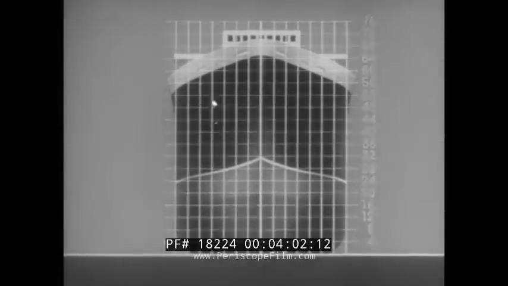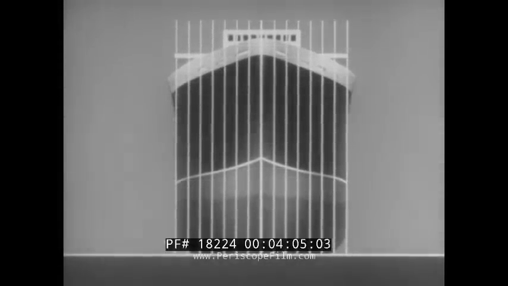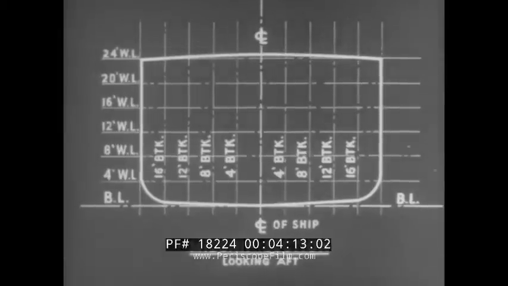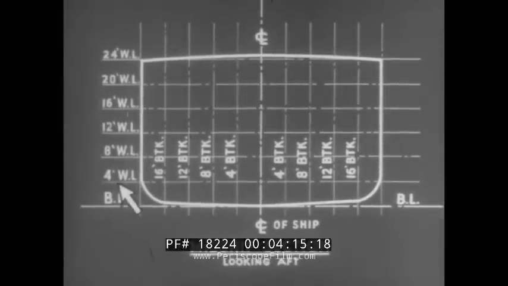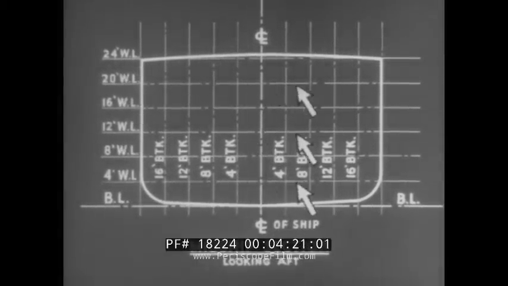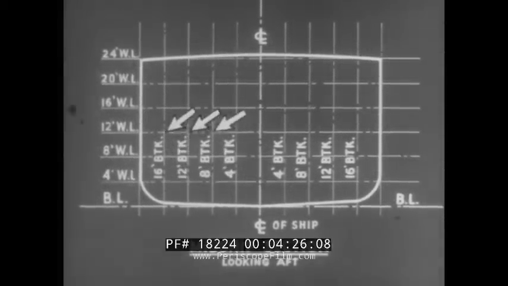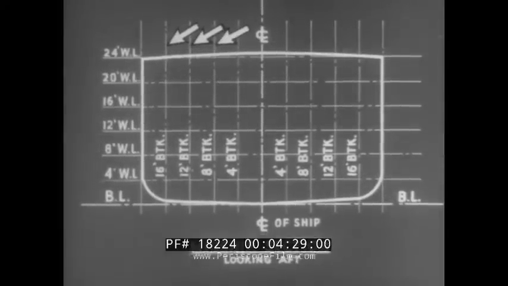Since waterlines are measured upward, they are marked in terms of distance, or the number of feet from the baseline. Buttock lines are also marked in terms of distance, in this case, the number of feet from the center line. On this simplified blueprint, these lines would indicate waterlines, and these buttock lines. Note the symbols.